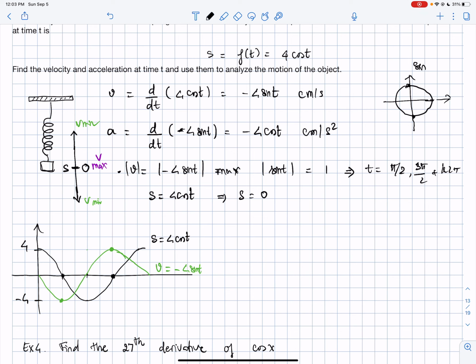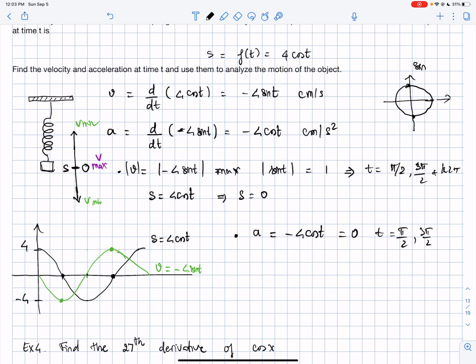Now let's look at the acceleration. Acceleration a is negative 4 cosine of t. When a equals 0, which is negative 4 cosine of t equal to 0, then it happens at t equals pi over 2 and 3 pi over 2.